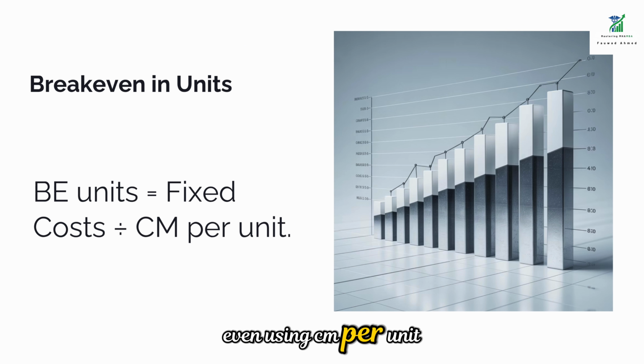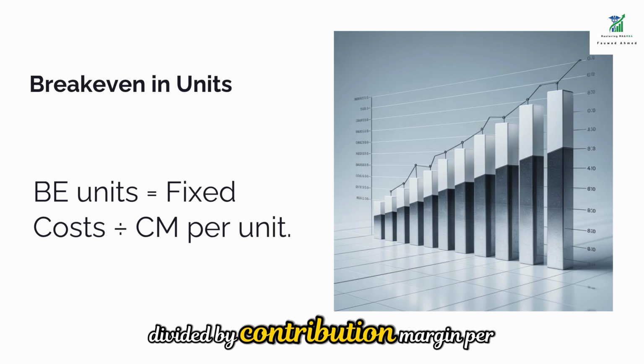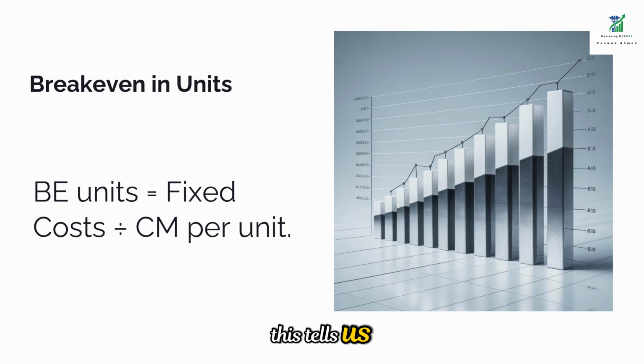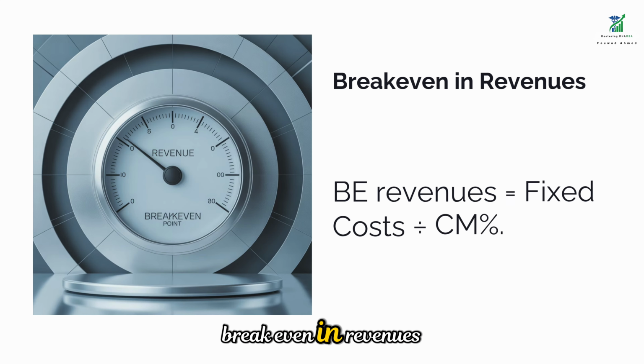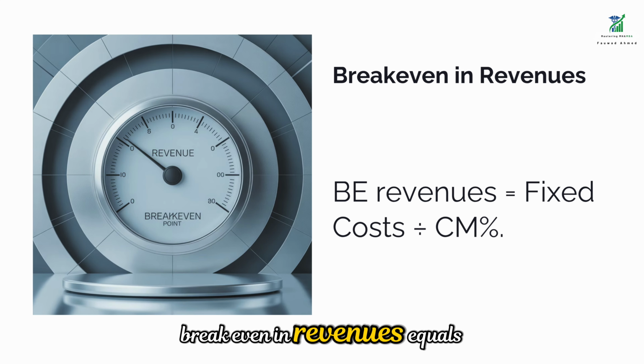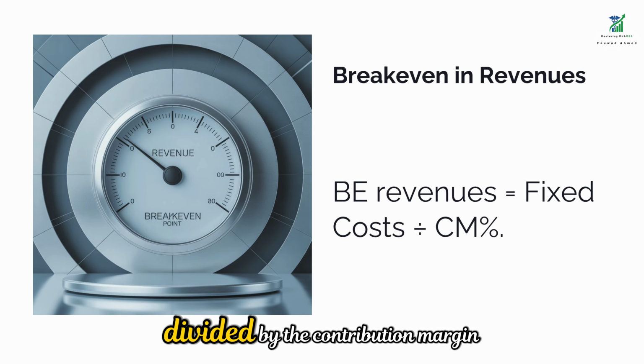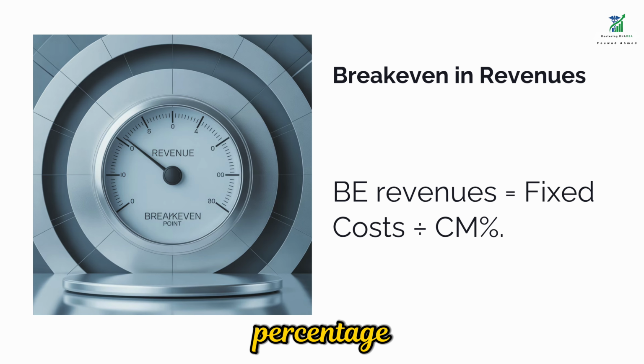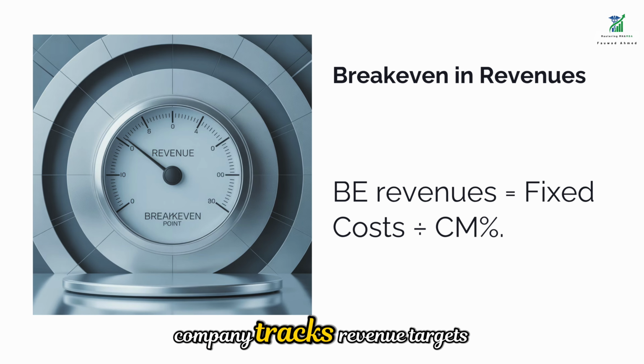Break-even using CM per unit. Break-even in units equals fixed costs divided by contribution margin per unit. This tells us how many units must be sold to cover all fixed costs. Break-even in revenues. Break-even in revenues equals fixed costs divided by the contribution margin percentage. This is useful when a company tracks revenue targets rather than unit sales.